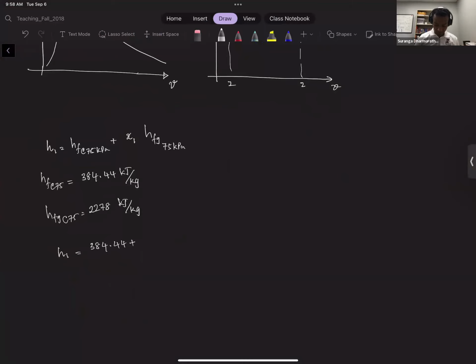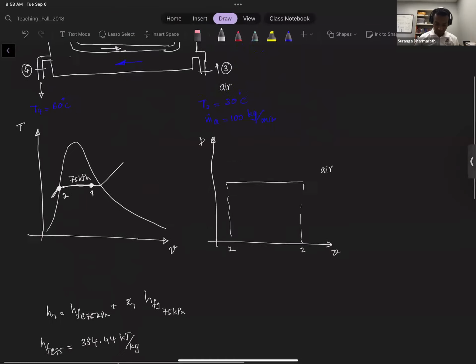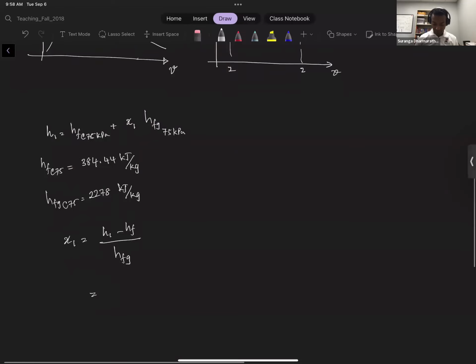So then we have, sorry, I need to write for x1. x1 is equal to h1 minus hf divided by hfg. I have h1 is 2431.6, minus hf, which is 384.44, divided by 2278.